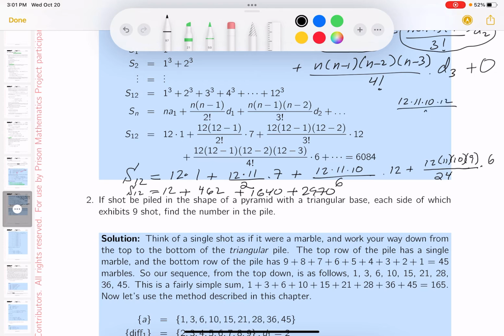And 3 factorial is 6. Let's do that computation again. This is 2. 2 times 10 is 20. And then 12 times 11. That's 120 and 12, 132. And that would be 264.